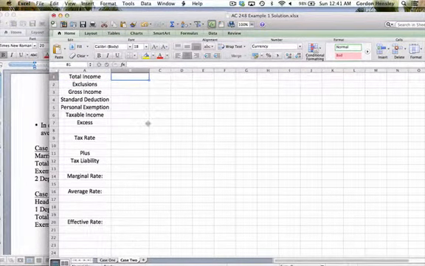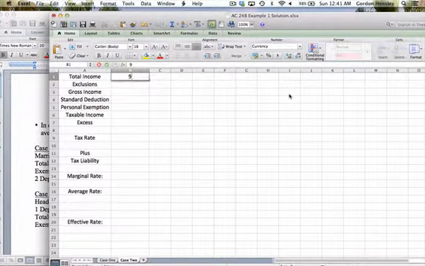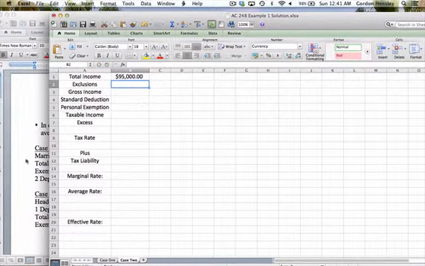So for case 2, I have the same labeling. I want the total income. For case 2, total income is $95,000. Then I need my exclusions.